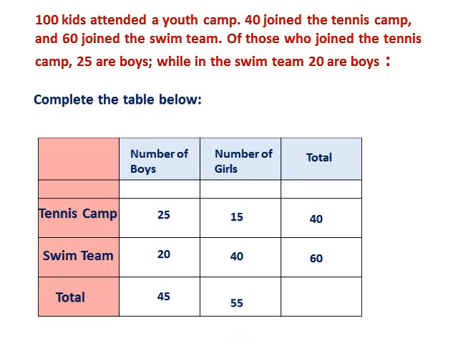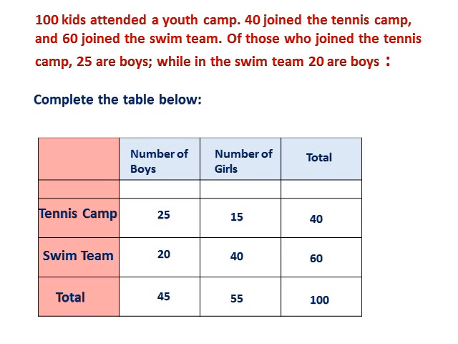And then it's time for us to do the totaling. For the number of girls, 15 plus 40 equals 55. So there are 55 total girls. Now let's go to the total row. 45 plus 55, meaning 45 boys plus 55 girls, that's equal to 100 kids, which is what was given.